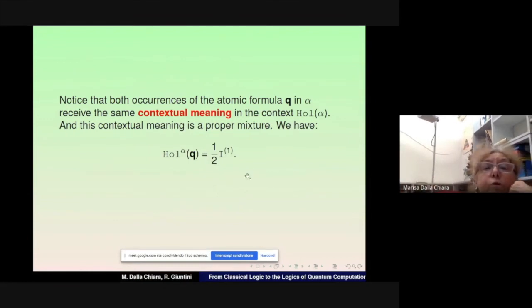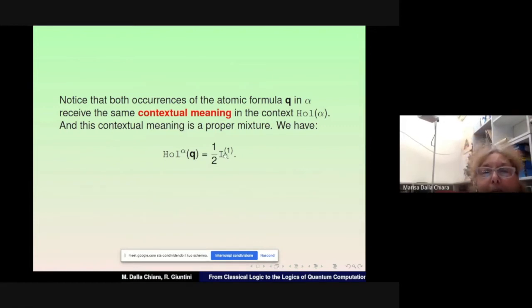An important thing to notice in this particular case, now we have an entangled state that is a meaning of our contradictory formula. We shall notice that both occurrences of the atomic formula Q in our contradictory formula alpha receive the same contextual meaning in the context ℋ alpha. And this contextual meaning is a proper mixture. If we calculate, we obtain that the contextual meaning of the atomic formula Q in the context ℋ alpha is the proper mixture 1/2 of the identity.